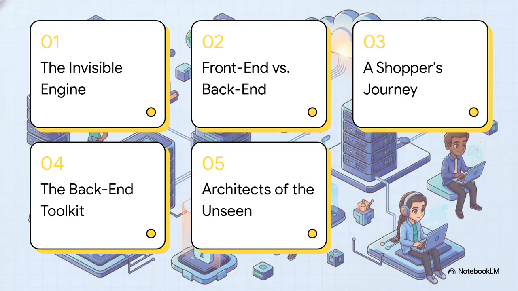All right, so here's our game plan. We'll start with the big idea of the invisible engine. Then we'll break down the difference between the front end and the back end. We'll follow a real shopper's journey to see it all in action, check out the tools of the trade, and finally, we'll talk about the people who build all this stuff, the architects of the unseen.